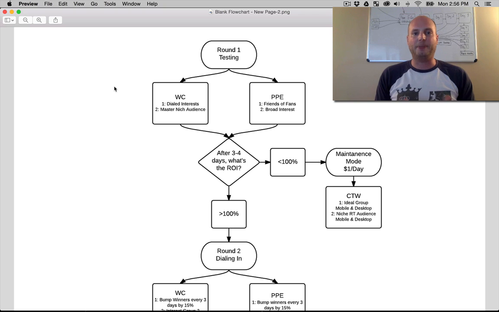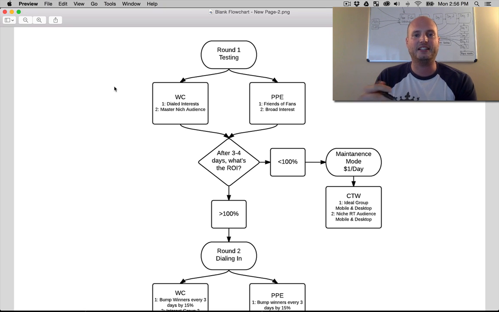Now, in the previous video, previous post, I talked about round one ads, where we're doing a test phase, throwing a lot of ads out there, testing out a lot of groups of people to see who's going to convert. If all of them convert, great, you have a big winner on your hands. If not, then we need to dial it in, find those pockets that are going to convert for you.